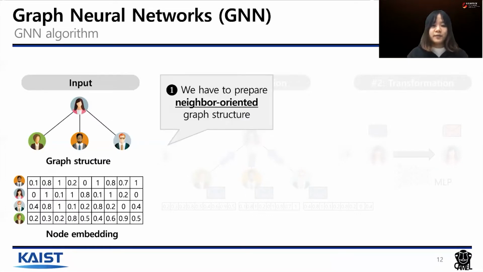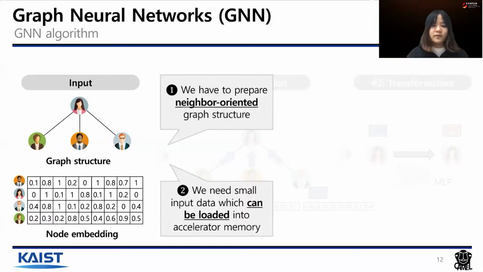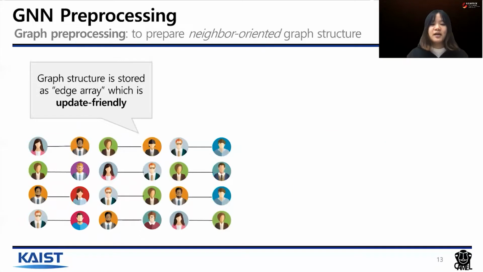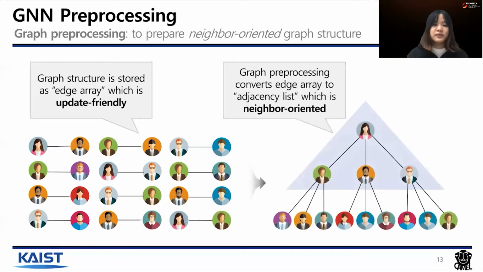By the way, what do we have to do before GNN algorithm execution? First, we have to prepare a neighbor-oriented graph structure for embedding aggregation. Second, we also need small input data, which can be routed into the accelerator memory. Thus, GNN preprocessing first performs graph preprocessing to prepare the neighbor-oriented graph structure. The graph structure is stored as an update-friendly edge array. Then graph preprocessing converts the edge array to a neighbor-oriented adjacency list.